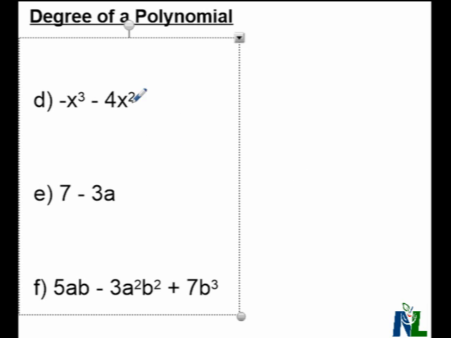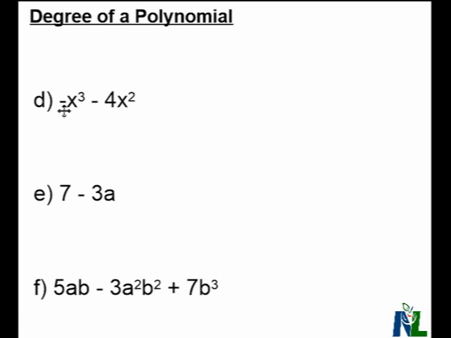Well, what happens if you have more than one term in your polynomial? Well, you have to identify the term that has the highest exponent or sum of exponents. So for this example right here, we're given negative x cubed minus 4x squared. Well, I notice that this term has an exponent 3 while this term is only exponent 2, so my degree equals 3.